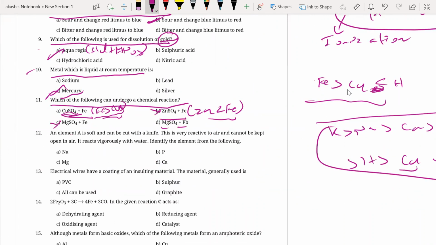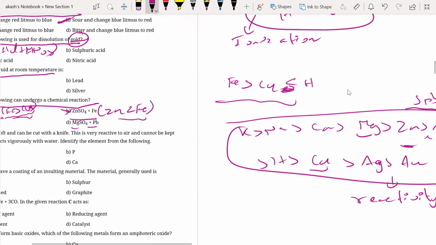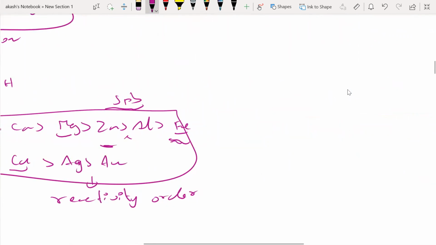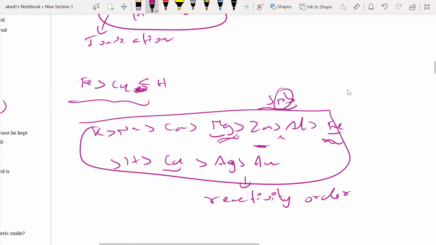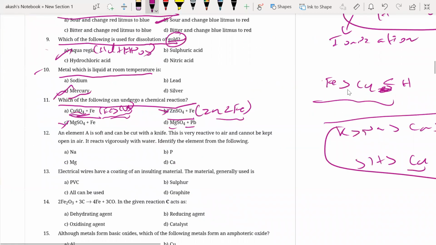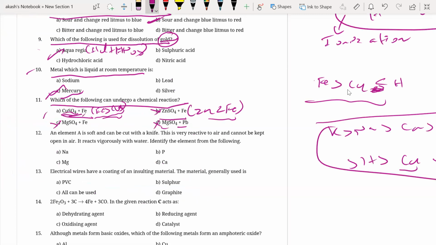Mg and Pb. Again, Mg is here, Pb is here. Mg is more reactive than Pb, that is lead, so definitely this reaction also won't happen. But copper and iron, yes, iron is more reactive than copper, so this reaction will happen. So the correct answer to this question is option A. I hope everybody is following.